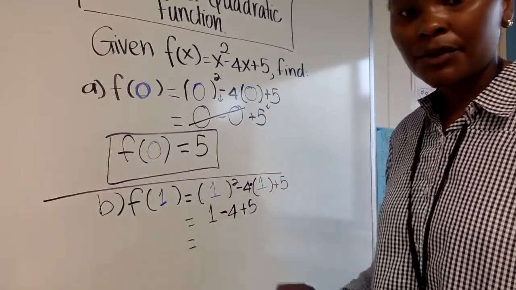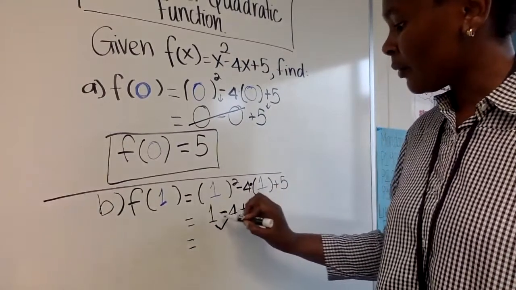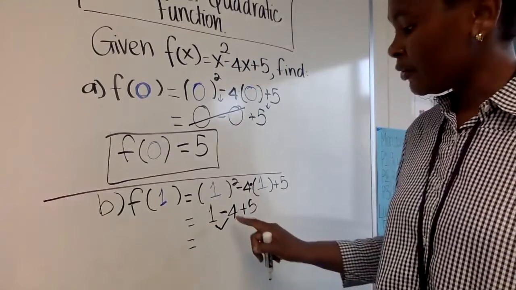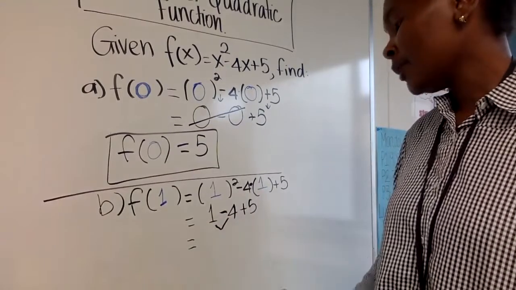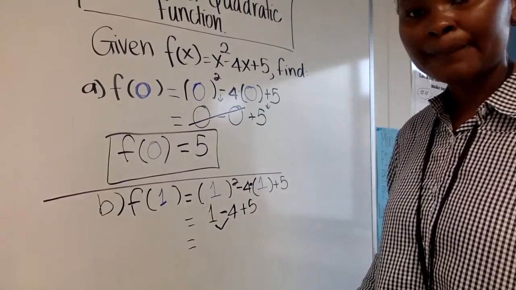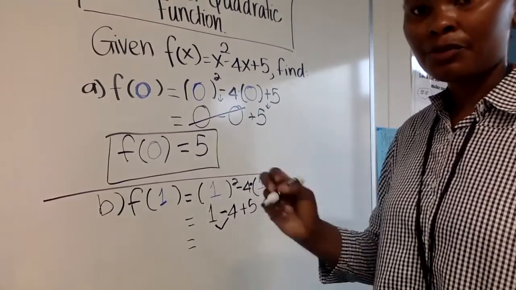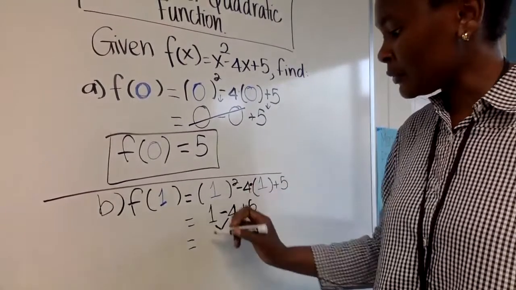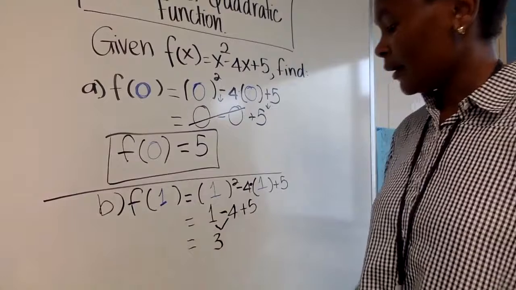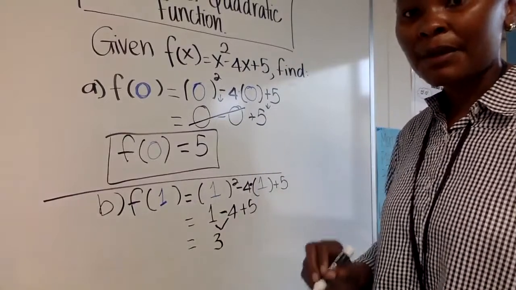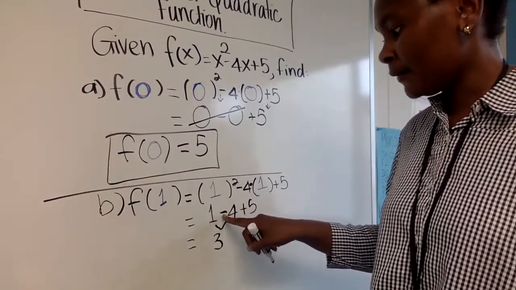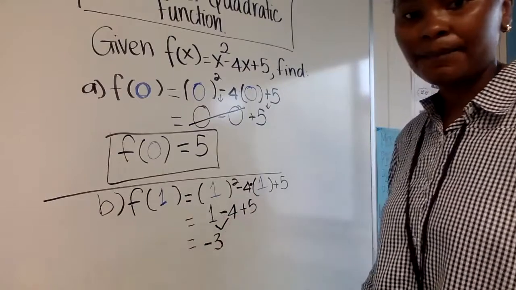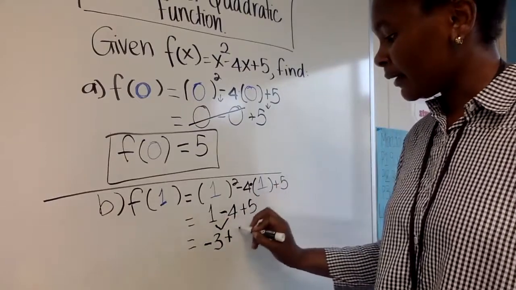So let's compute. 1 take away 4. Remember, you are adding numbers with different signs. How do we add numbers with different signs? You subtract: 4 minus 1, which is 3. And you keep the sign of the bigger number. What is the bigger number? 4. And what is the sign on the 4? Negative, so the answer must be negative. And then you bring down the 5.